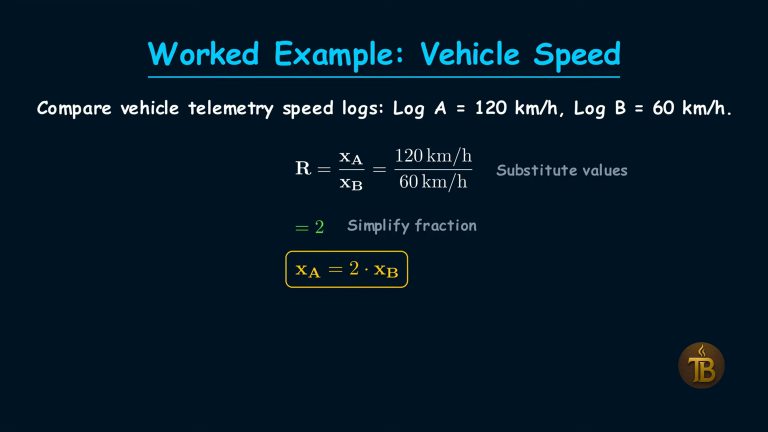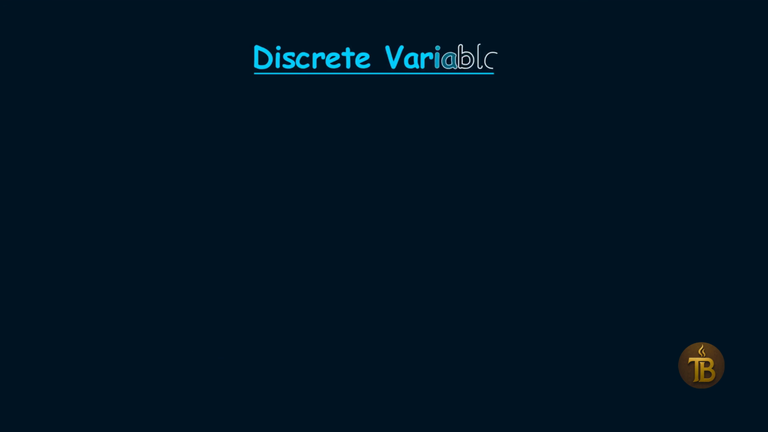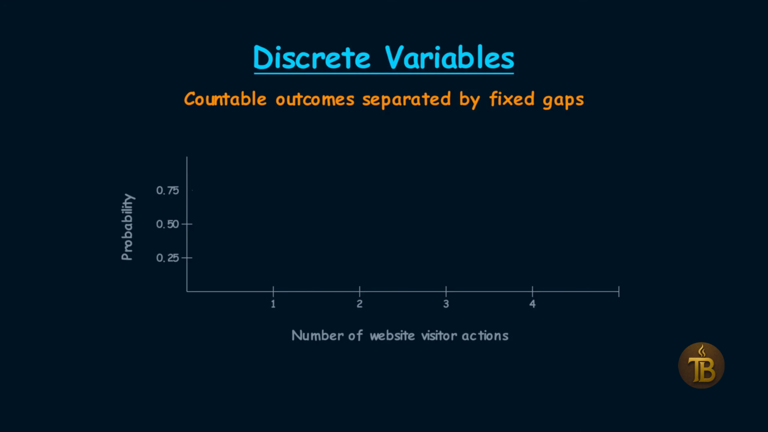Dividing the two speeds gives a multiplier of 2. Since speed has a true physical zero, this calculation is valid, and we can say that car A is moving twice as fast. Now, let's understand numeric structures.